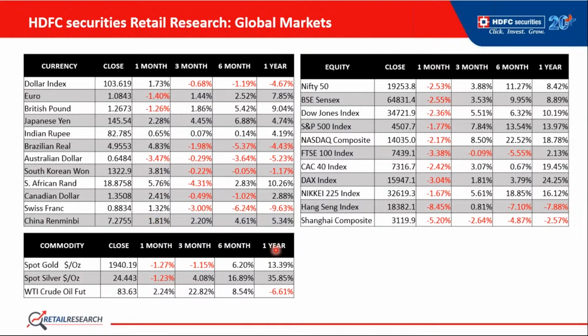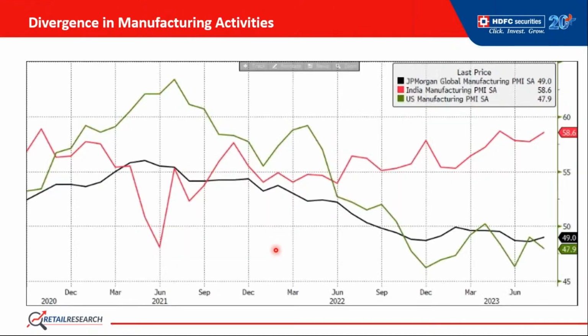Now let's go through some of the economic viewpoints on the basis of which the USDINR remained the best performing currency among the Asian currencies. If we go by last month's performance, though the rupee depreciated against the dollar, among the Asian currencies we are the best performer. The reason being, first of all, here you can see that the red line is the India manufacturing PMI, the black line is the global PMI, and the green line is the US PMI.